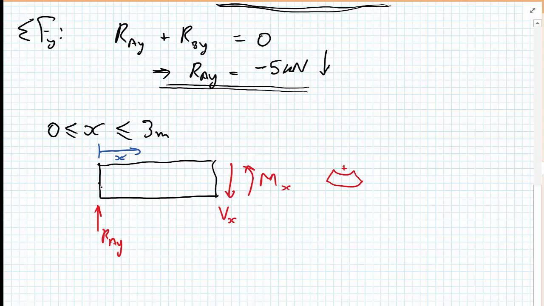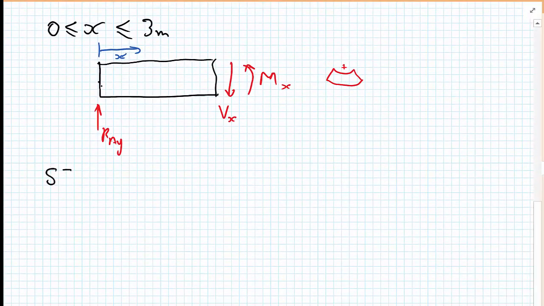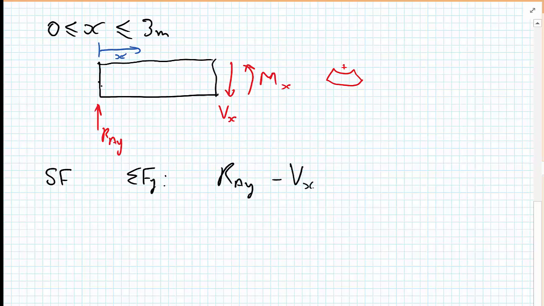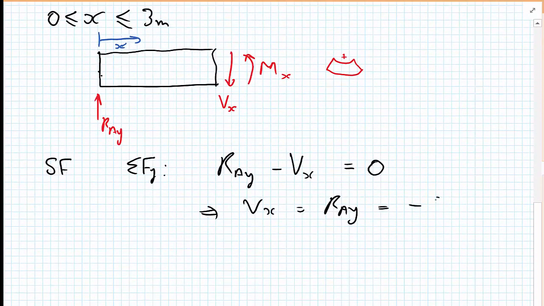So for the shear force, take the sum of the forces in the y direction. Sum of the forces in the y direction, and I have RAY minus Vx equals 0 for equilibrium. Therefore, Vx is equal to RAY. And I can substitute the value I've already calculated, which is minus 5 kilonewtons.